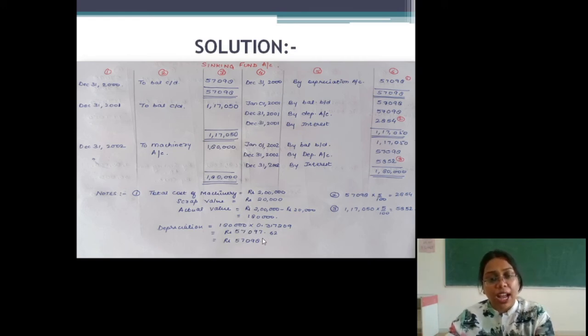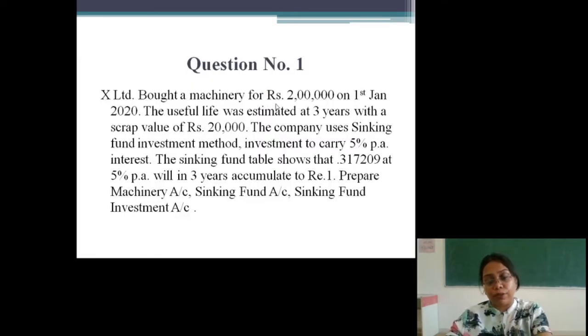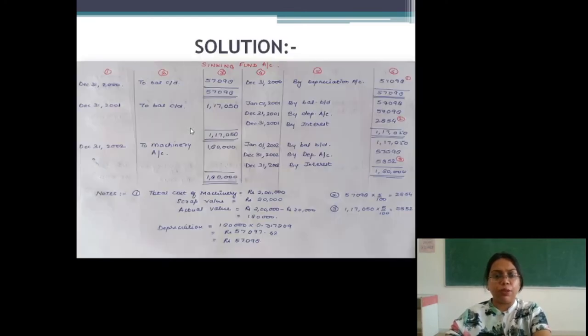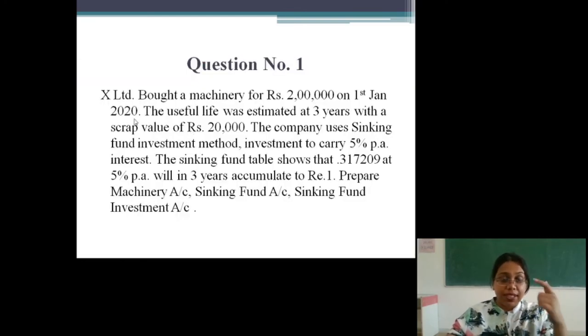So depreciation charged will be 57,098. While making the sinking fund account, we will start from December 31st. Obviously we are starting from 1st January 2000. By mistake I have written here 2020. It is not 2020, it is 2000. Okay.